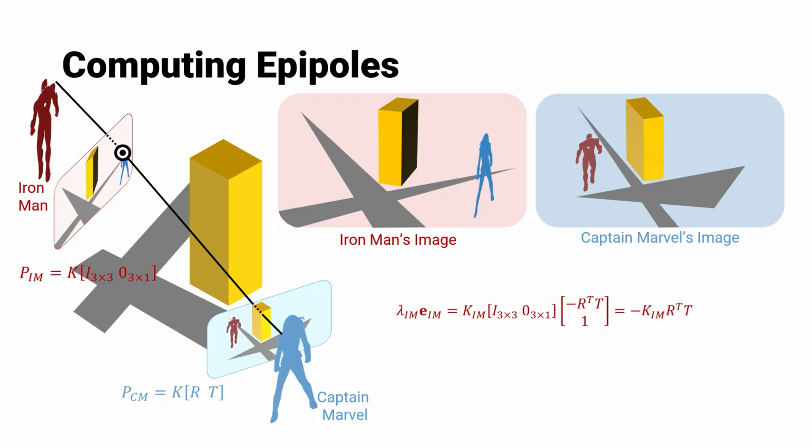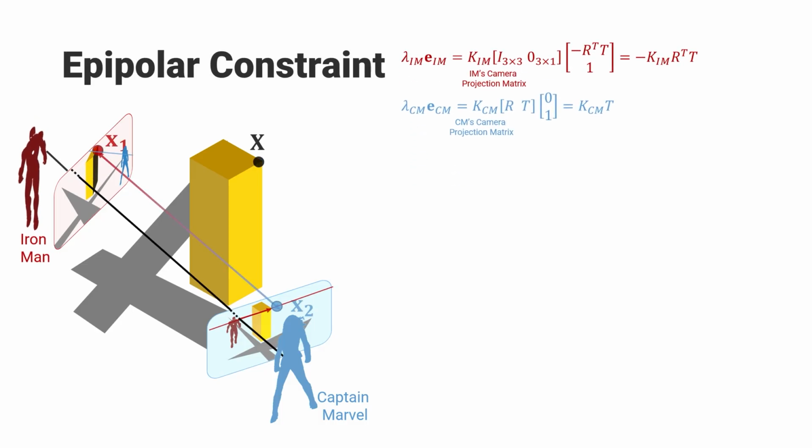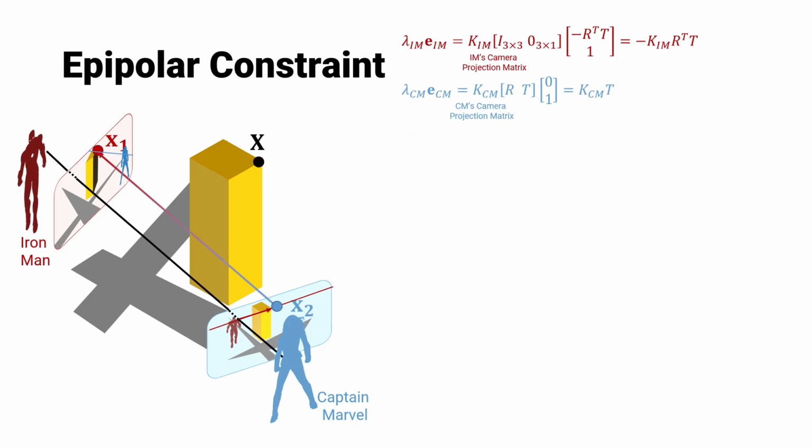So how can we use this to find the epipoles in the images? We write our simple pinhole projection equation, which is lambda times the point. In this particular case, the imaging point is the epipole, and we write the standard equation on the right hand side. So this is the Iron Man's camera projection matrix, and we can do the same thing for the Captain Marvel, wherein we have the Captain Marvel's camera projection matrix. And these are the points we are talking about in this particular example. Okay, so let's continue with this set of equations.